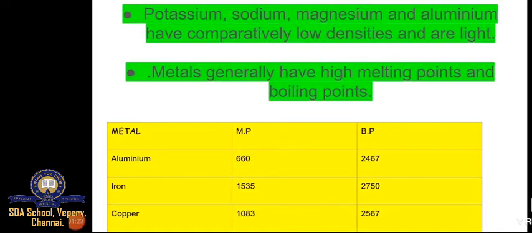For example, aluminum's melting point is 660 and its boiling point is 2467 degrees Celsius. Iron's melting point is 1535 and its boiling point is 2750. Copper's melting point is 1083 degrees Celsius and its boiling point is 2567 degrees Celsius. Here, melting point means when the solid melts into liquid. Boiling point means after it has melted, the temperature at which it starts to boil.